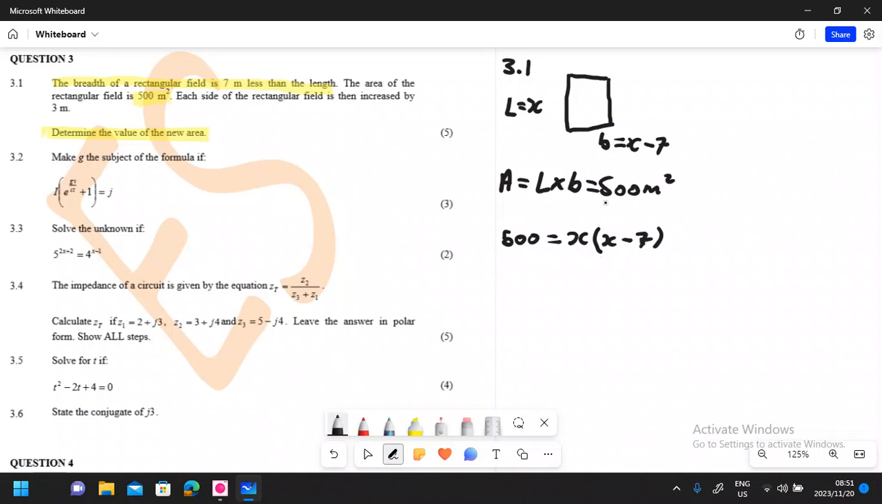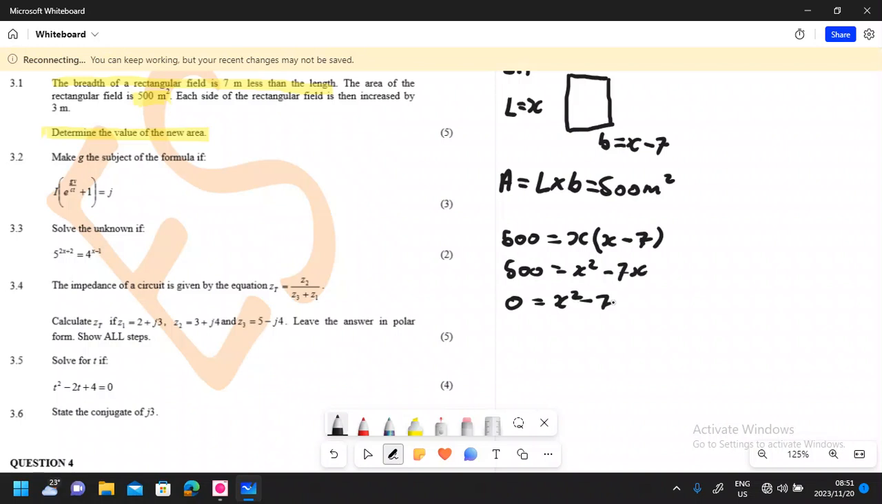So from here, guys, we have a function. We can multiply by x here. Let's just do this: 500. We can say x multiplied by x, we have x squared, minus x multiplied by negative 7, we're going to have negative 7x. So we take this 500 to that side. We have 0, and then, excuse me, x squared minus 7x minus 500.